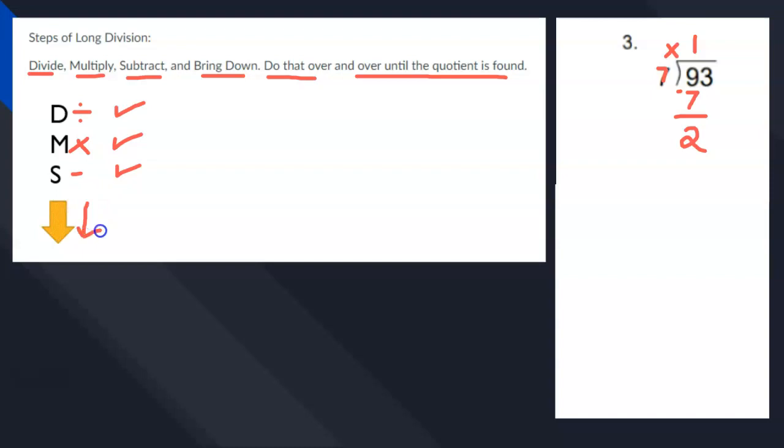Bring down the number that's left, which is 3. Check. Okay, I've gone through all these steps once. Am I done? Nope. I must repeat until the quotient is found. How do I know if the quotient is found? Well, when I run out of numbers over here to bring down, if we end up with any leftovers, that's where we come in and find our remainders.